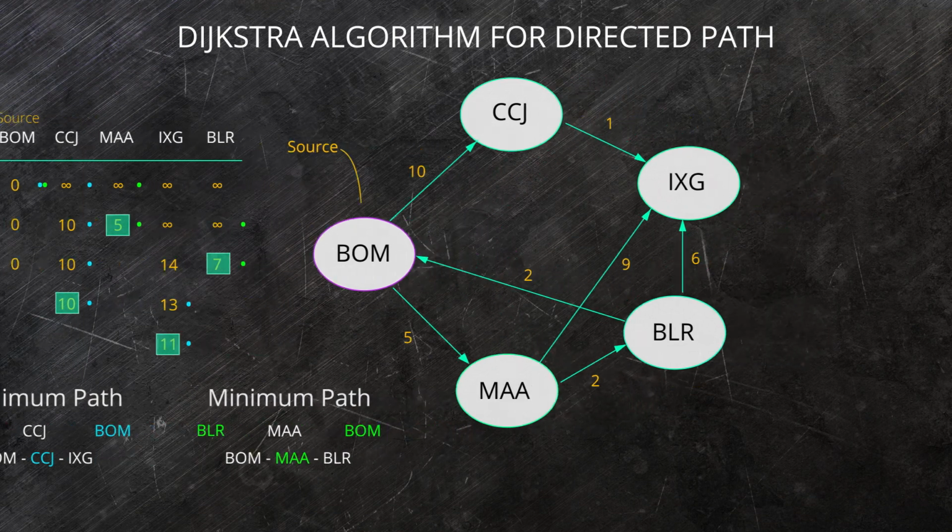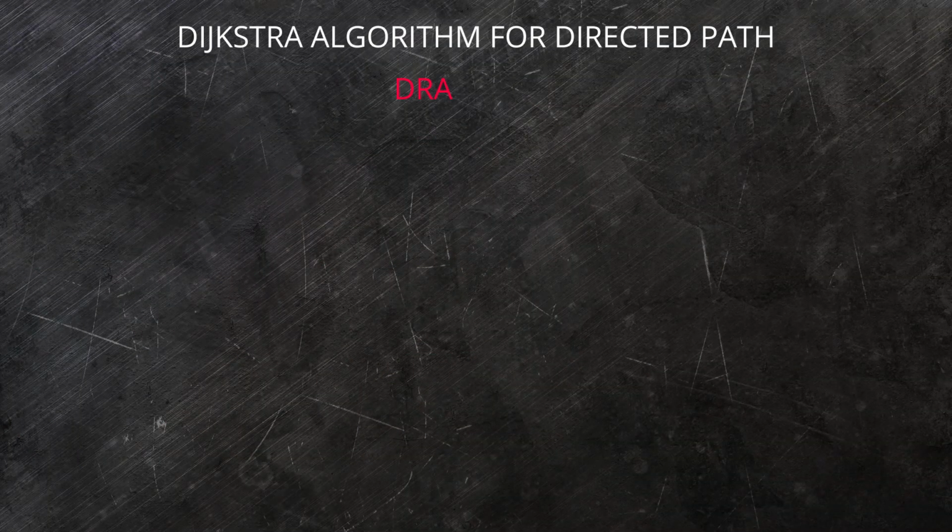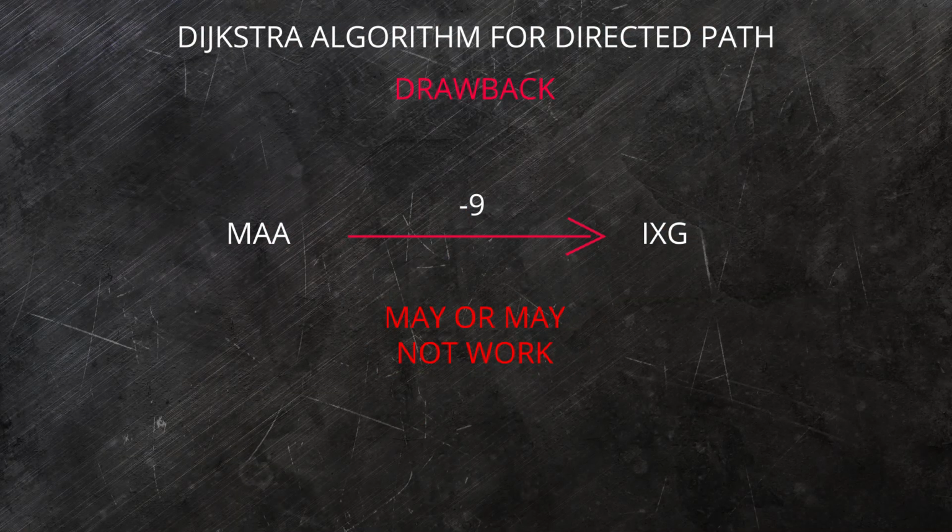It's also very much essential to discuss the drawback of Dijkstra algorithm. Suppose you are having a network with negative values. For example, if you are having the value of MAA to IHC equal to -9, then Dijkstra algorithm may or may not work out. You might get a solution or you might not get a solution. That is the main drawback of Dijkstra algorithm. So that's all about Dijkstra algorithm.